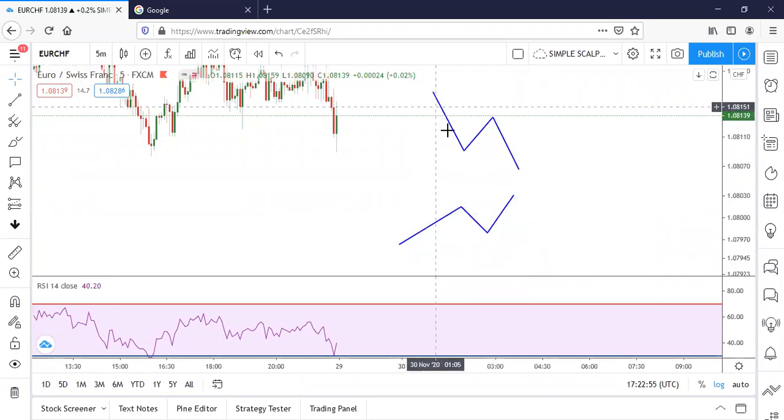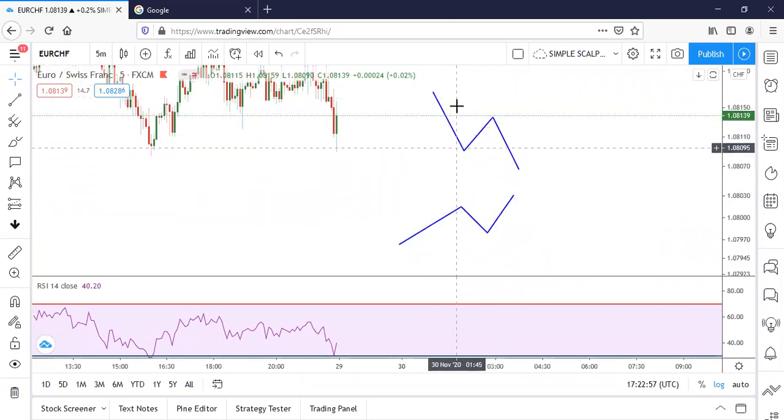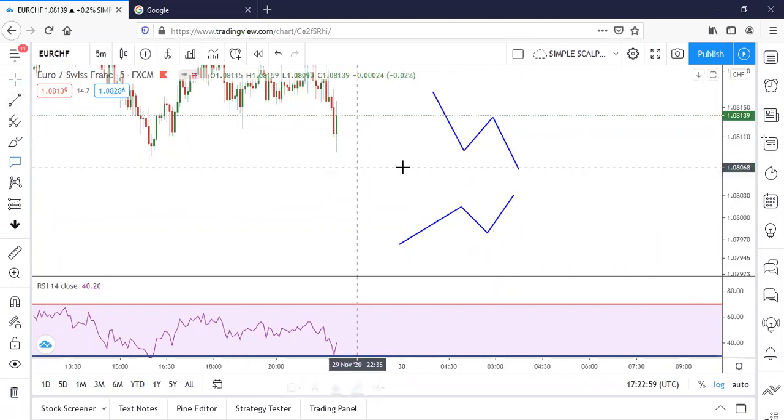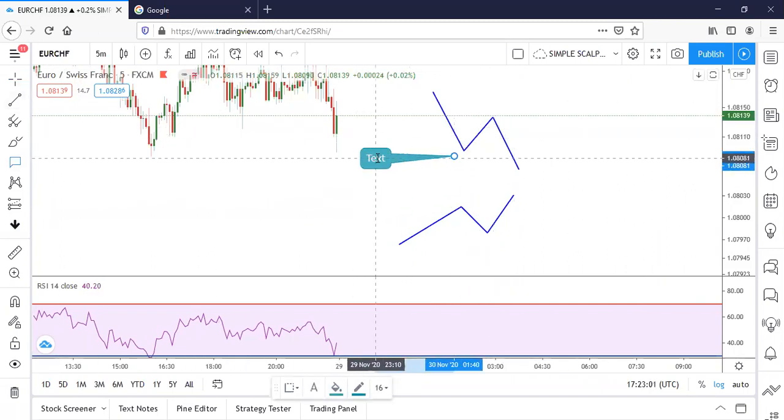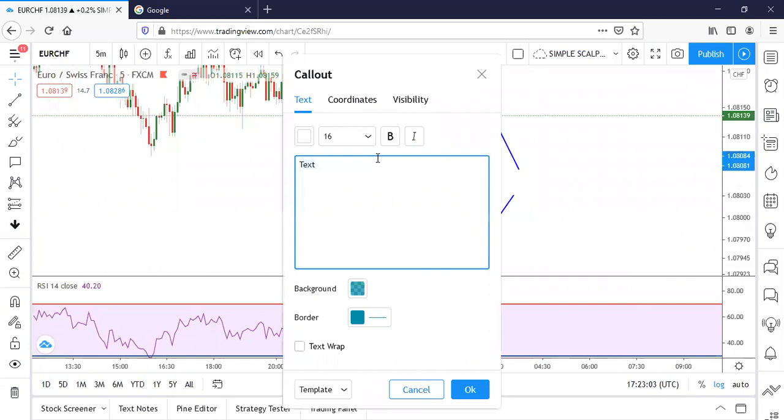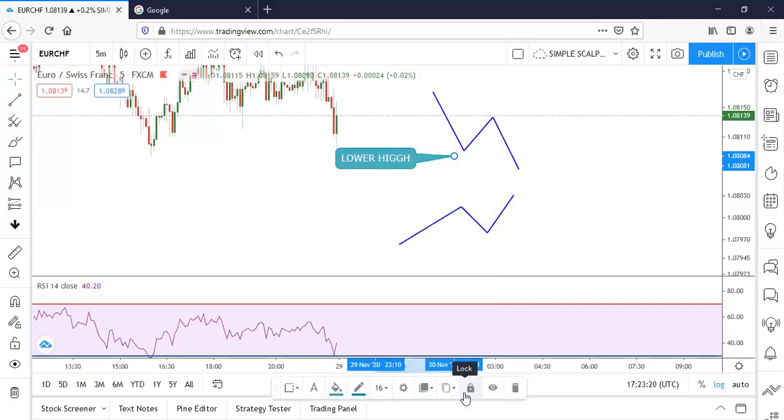So if your trend has been giving you lower lows, lower highs, remember, this is the lower high. I said lower, I'm mixing up. Lower high. Am I pointing to the right area? Okay, yes.